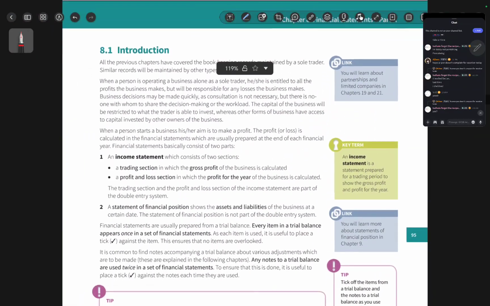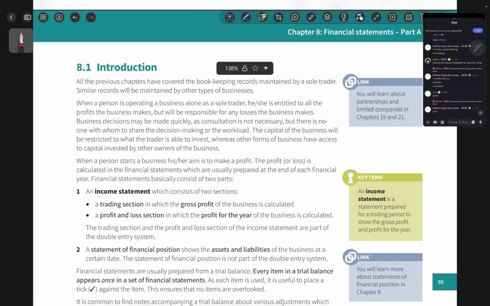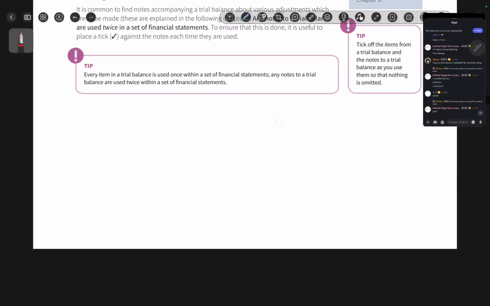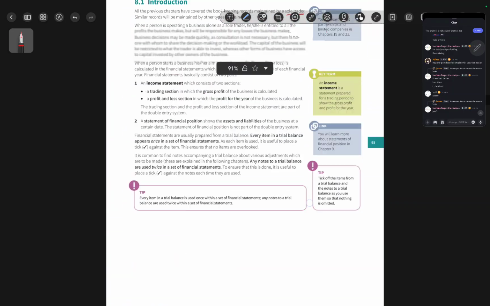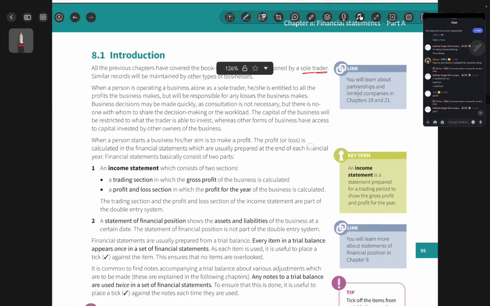You will learn about partnerships and limited companies. Anyway, all the previous chapters were related to sole traders, and it's similar for other businesses as well, such as partnerships and limited companies and manufacturing accounts. Anyway, I think I'll read and explain, because I don't even know what this chapter has, but yeah. I'll just read and I'll explain.